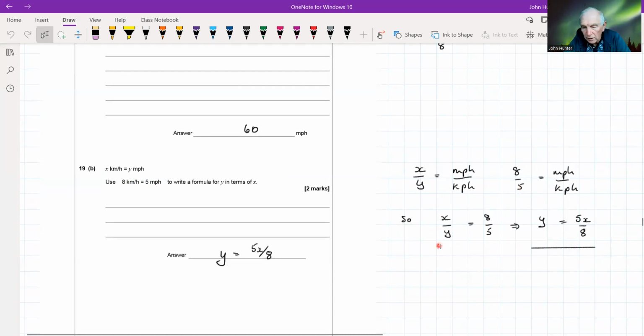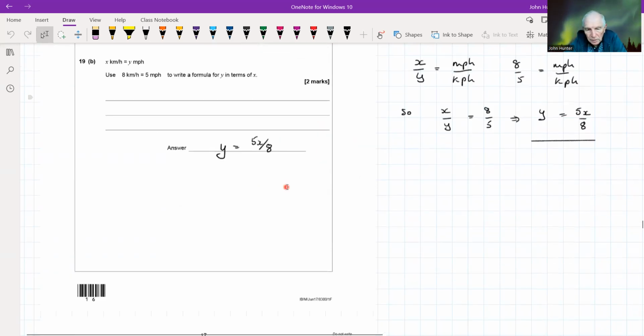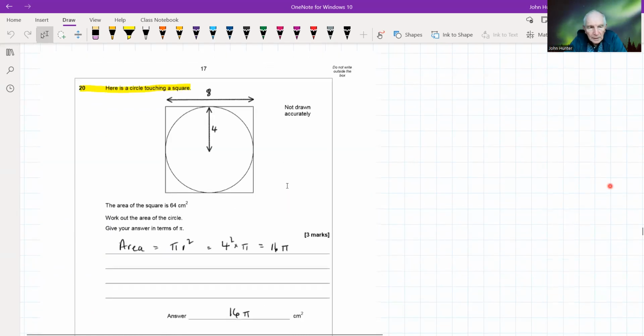X over Y equals 8/5. And if we rearrange that so Y is the subject of the equation, then that's going to give us Y equals 5x/8. Okay, and I think if we knew that from the start, then we could have plugged it into our part A question. But anyway, that's what we're doing there.